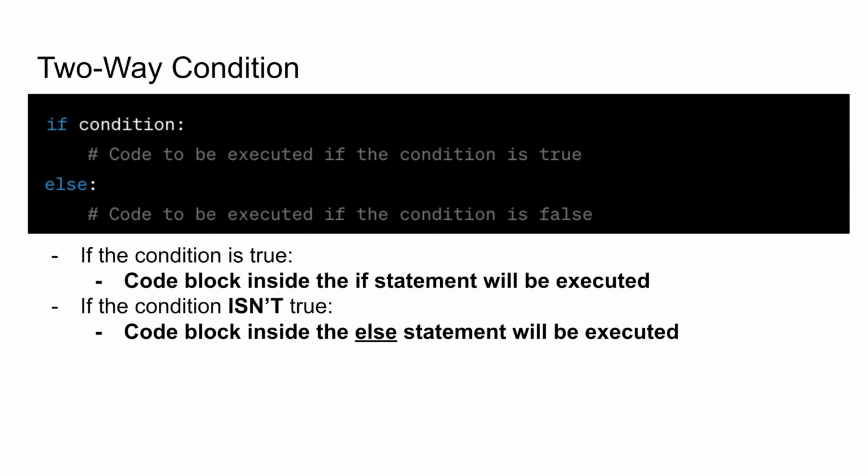The two-way conditions involve both if and else statements. This allows us to specify different actions for when the condition is true and when it is not. In this case, if the condition is true, the code under the if block is executed, and if it's false, the code under the else block is executed. This provides a binary decision.